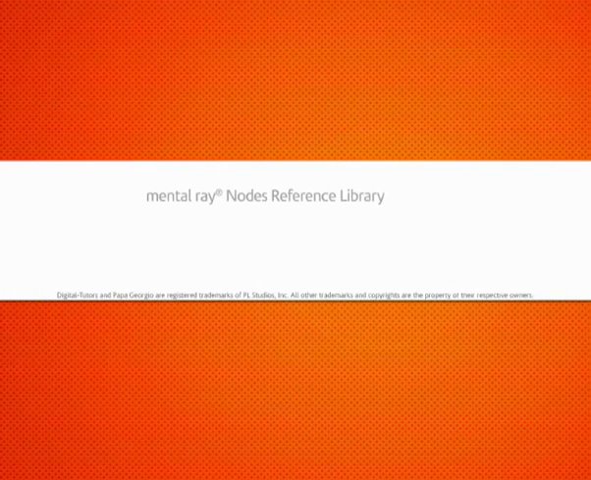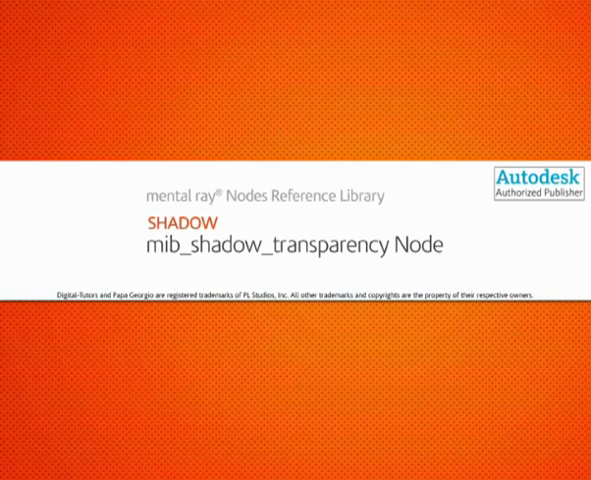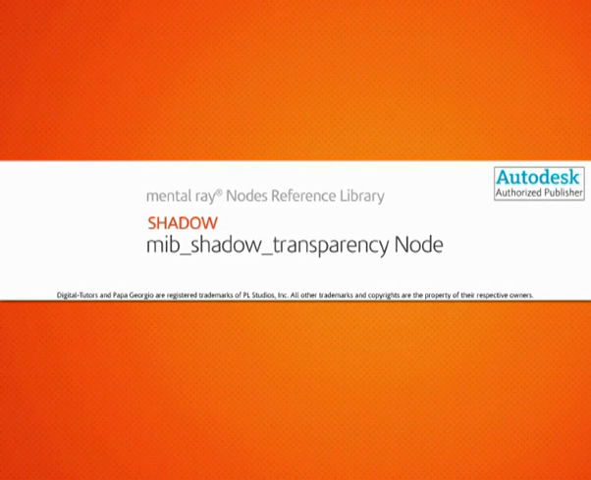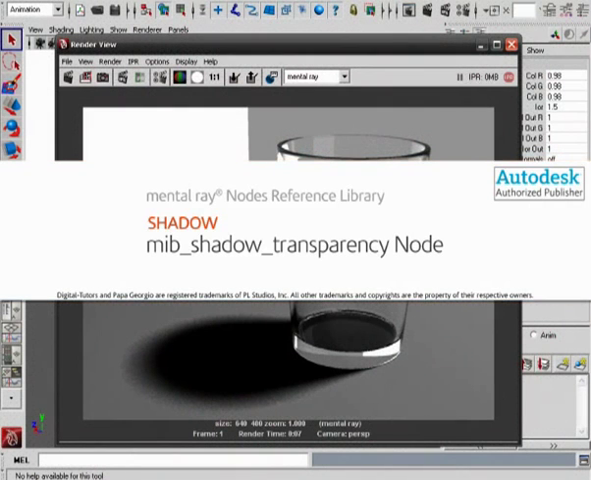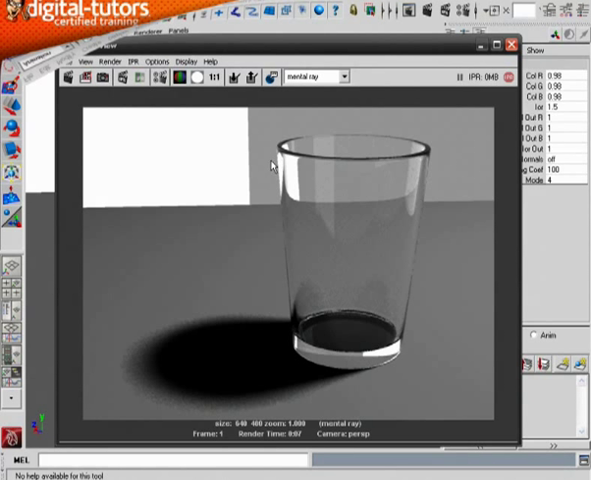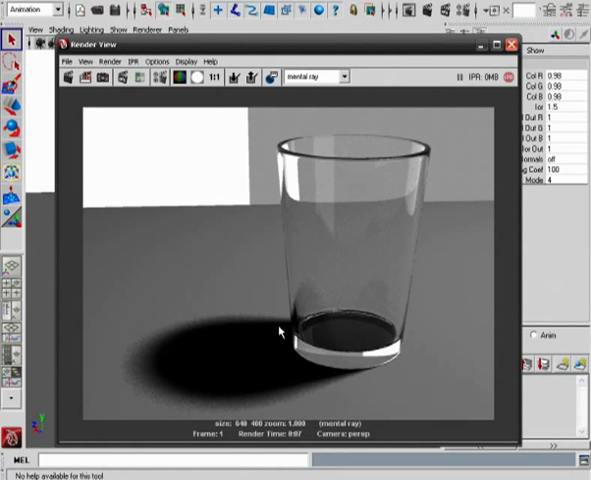In this lesson, we're going to take a look at the Mental Ray Shadow Transparency Shader, and we'll see how this can be used to fix incorrect shadowing effects. If you open up the start file for this lesson and render out the image, you'll see that we have this clear, transparent glass. But you'll notice that the shadow that falls on this surface from this glass is very, very dark. It's treating this object as though it's completely opaque.